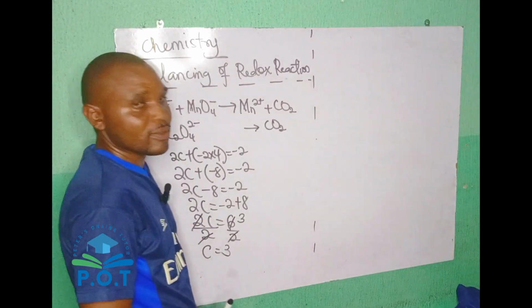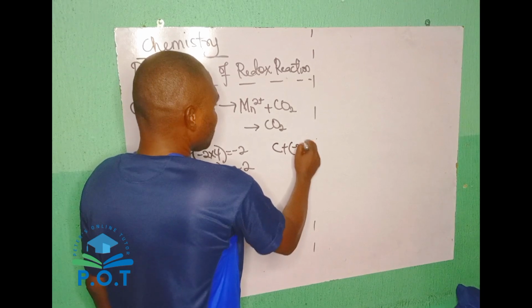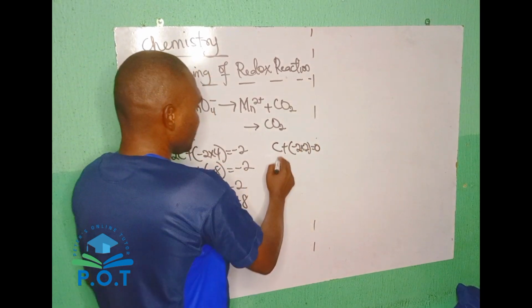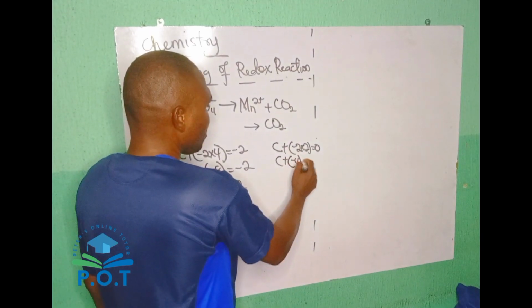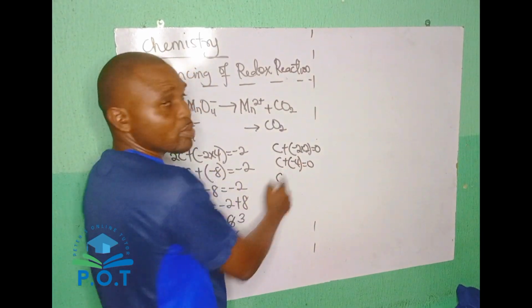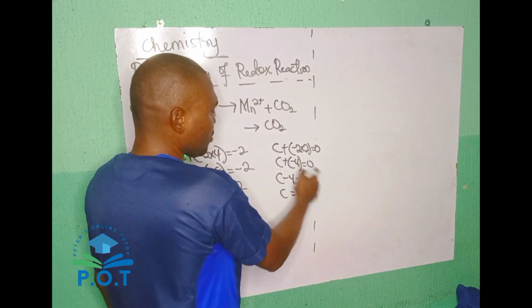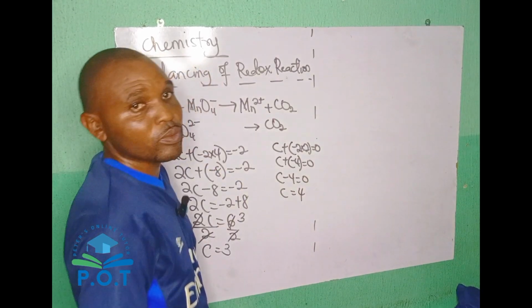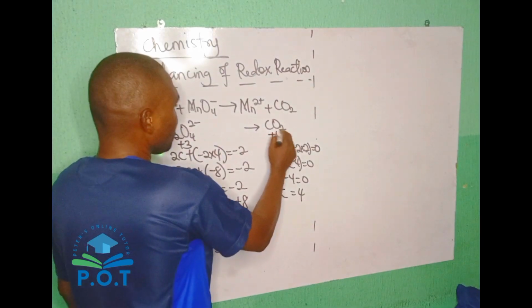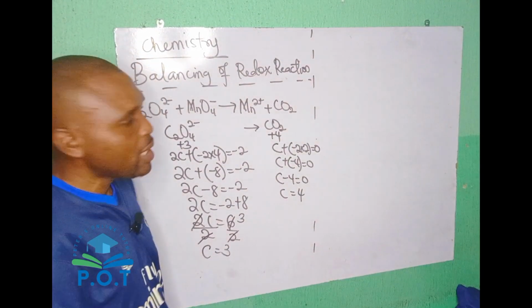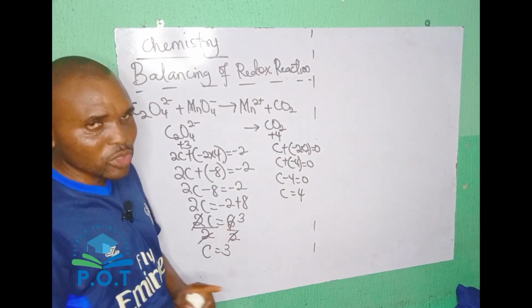Now let's check for this. C plus -2 times 2 equals 0. C plus -2 times 2 will give us -4 equals 0. So C equals -4 comes here, it becomes +4, right? So here is +3, here is +4, right? Now, is it an oxidation reaction or a reduction reaction?